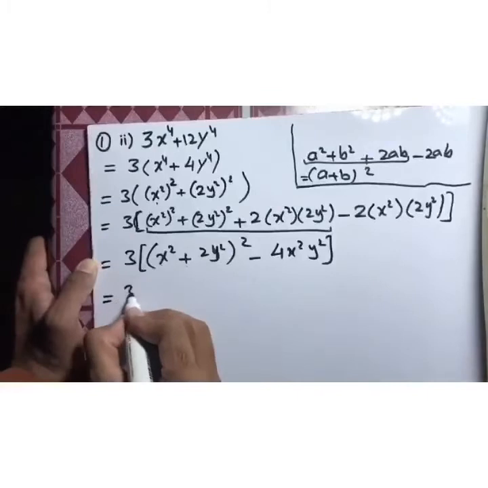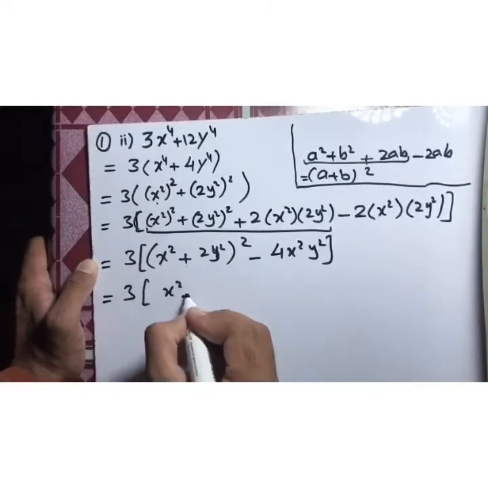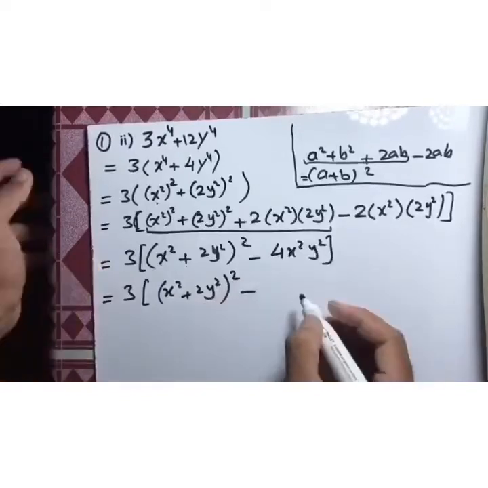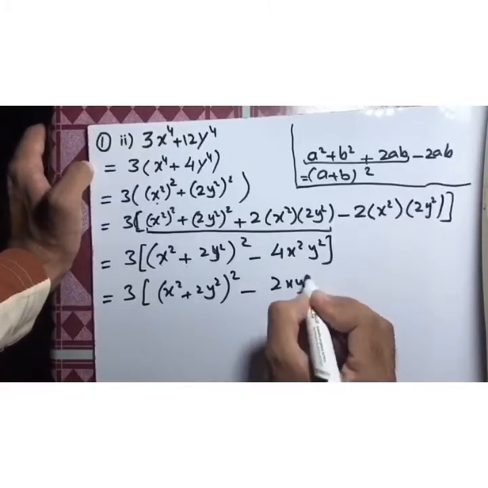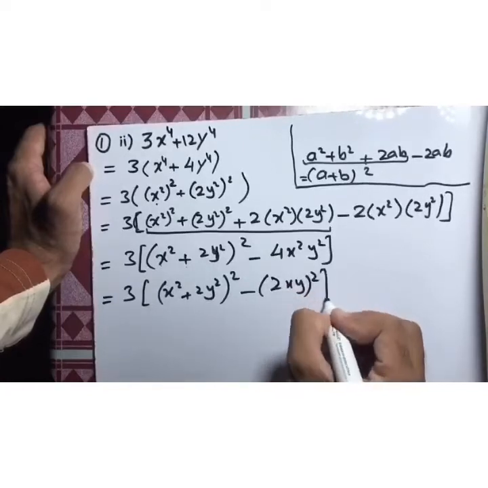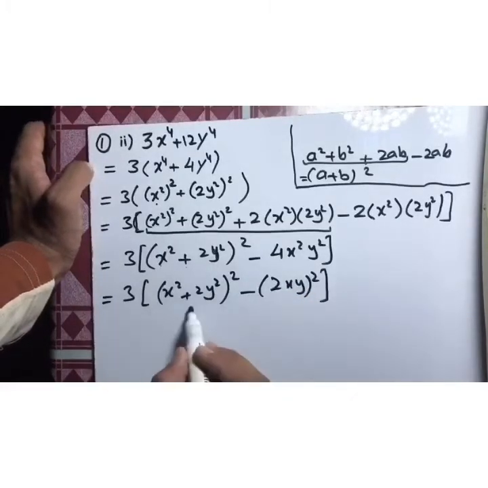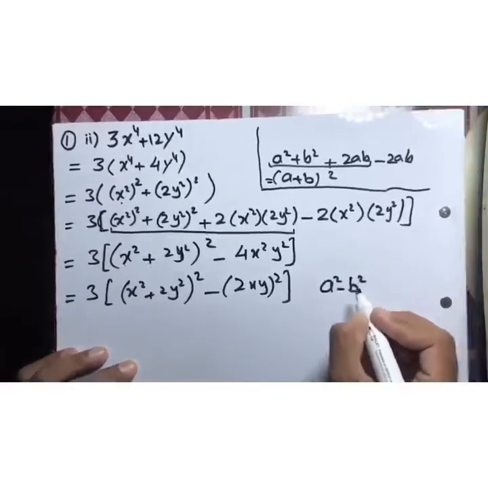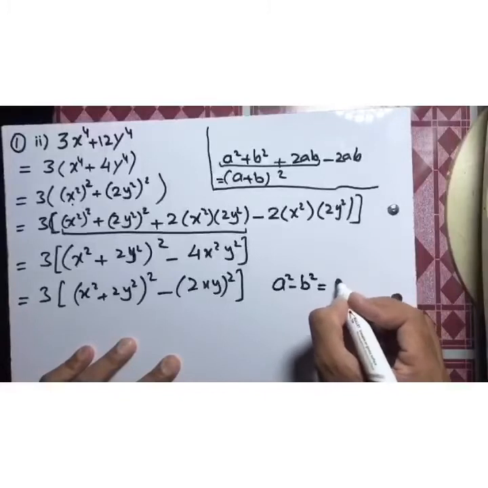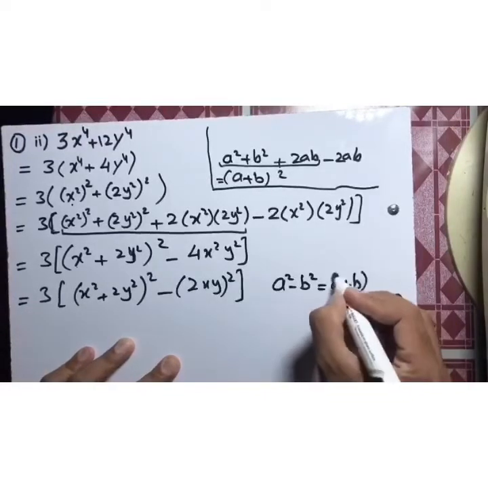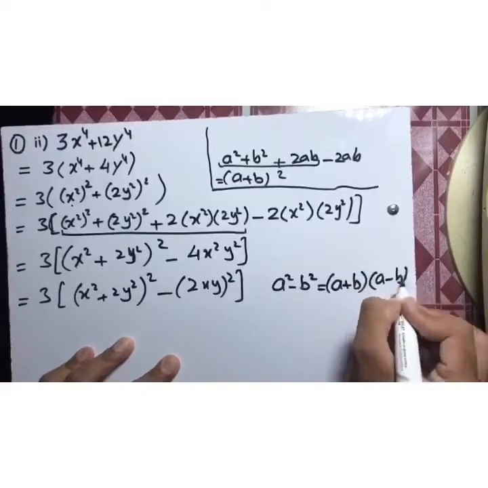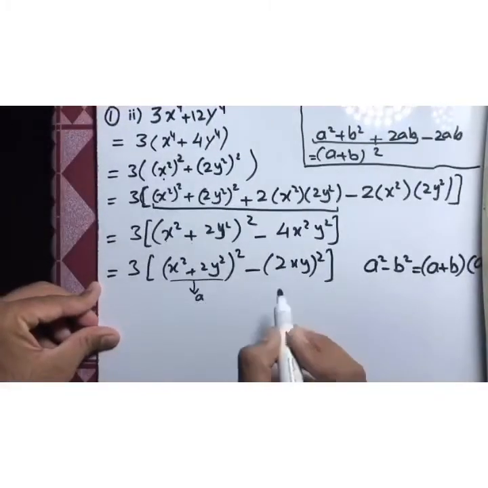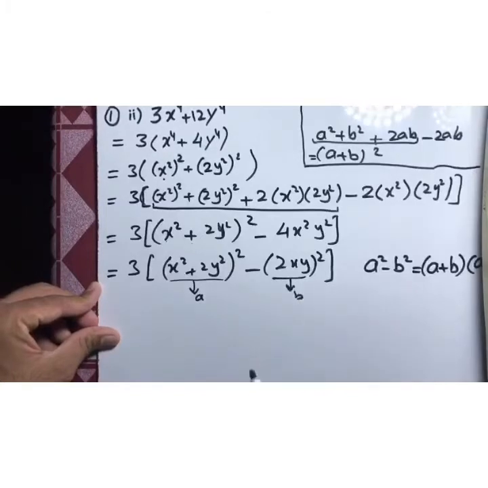In the next step, x square plus 2y square whole square. This can be written as 2xy whole square. Now this is becoming the formula of a square minus b square. I write here a square minus b square, that is equal to a plus b into a minus b. Here a is x square plus 2y square and b is 2xy.